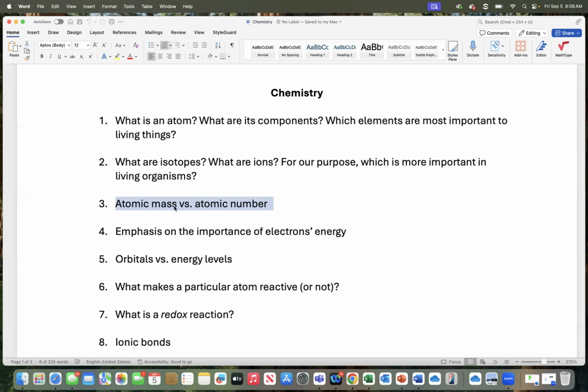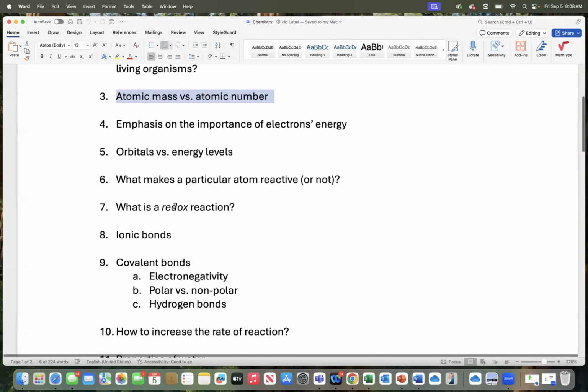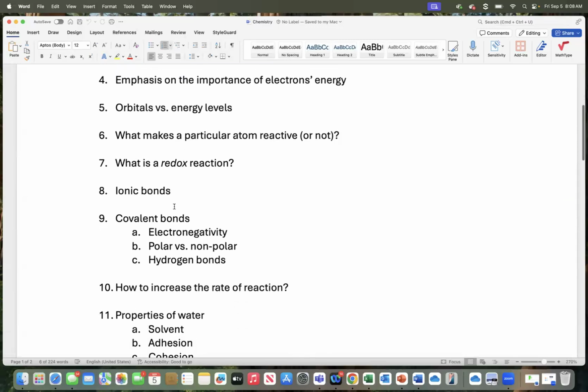So if you take the atomic mass and subtract the atomic number, what you get is the number of neutrons in that particular atom. Okay. The atomic mass minus the atomic number gives you the number of neutrons. Okay. Now, the protons and neutrons in the atoms are important, right?